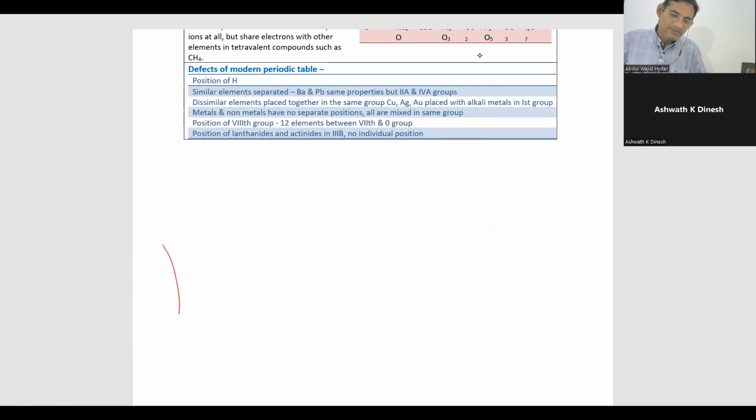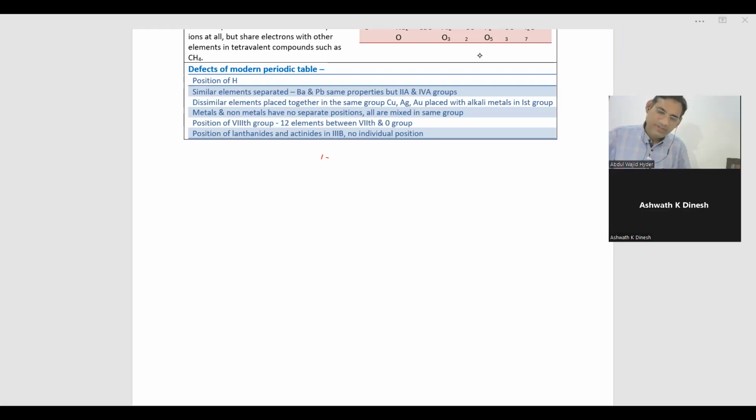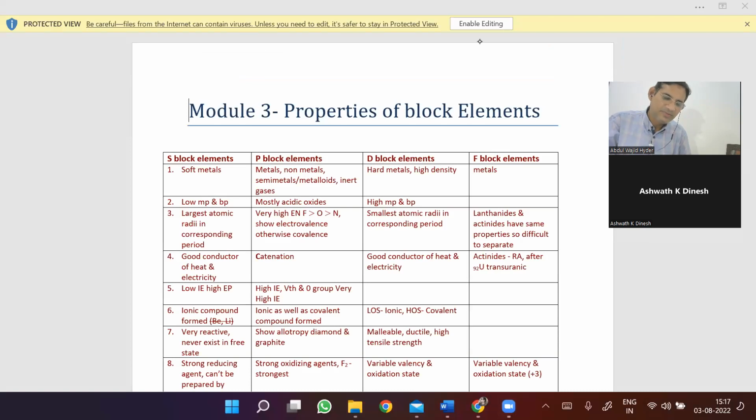Fine. Now we'll do the properties of elements. This was modern periodic classification. Can you see the screen? Yes, sir. Okay, fine.